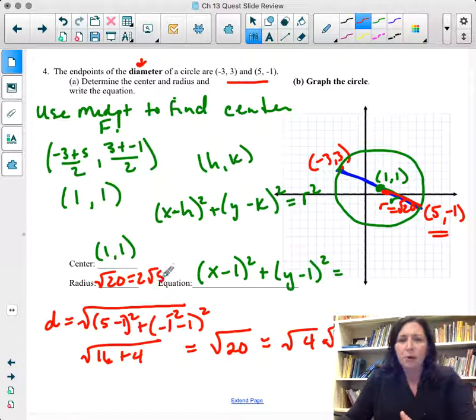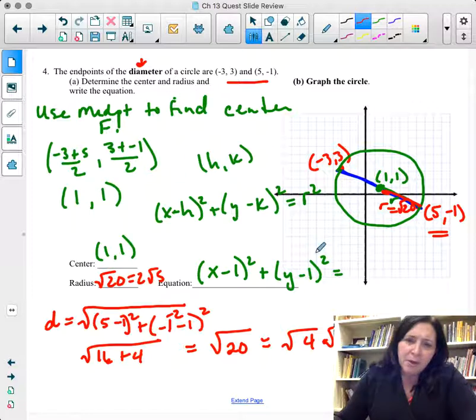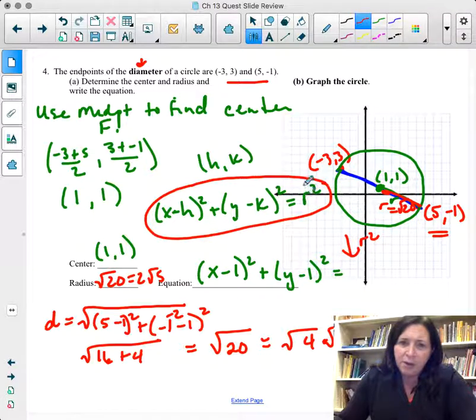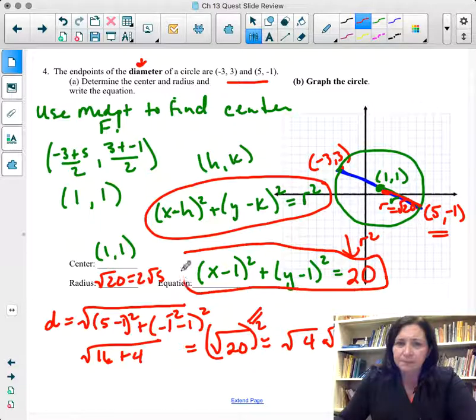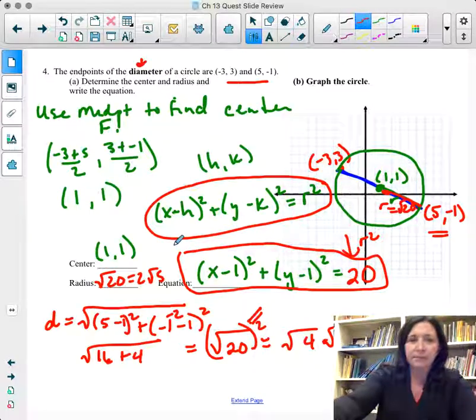Okay, so either one of those were acceptable. But here, what goes here is r squared. Remember from the formula right here, you've got equals r squared, but what you just found here was your radius. I want radius squared. So if this is radius right here, to square that, to find radius squared, I just have to square that and I get 20. Okay. All right, that's it.